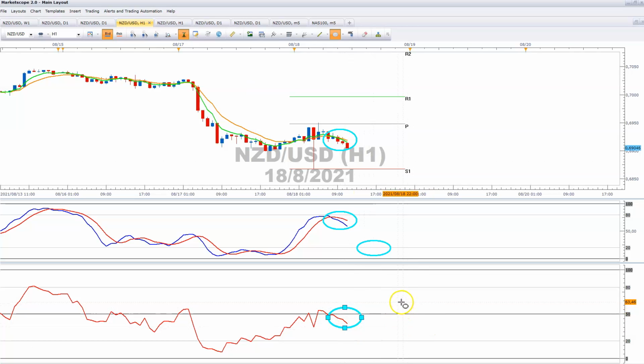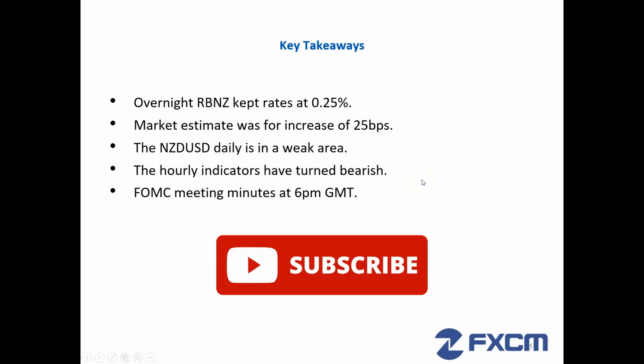Let's just end off with some key takeaways. So overnight, the Reserve Bank of New Zealand kept rates at 0.25%. This after the market forecast was for an increase of 25 basis points. The New Zealand dollar US dollar daily is in a weak area and the hourly indicators have turned bearish.